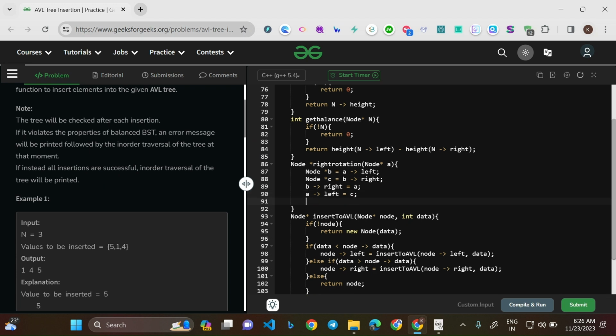Great. Now we have completed the modification that we need to do. I hope you people understood the same thing that we have written. That's what we are doing in the code as well. Now after doing this, we also need to update the height of this, isn't it?